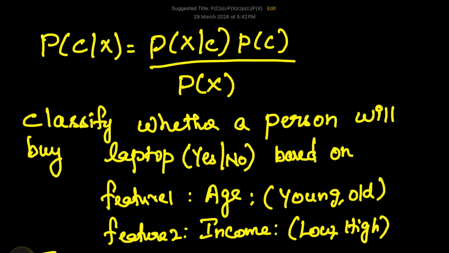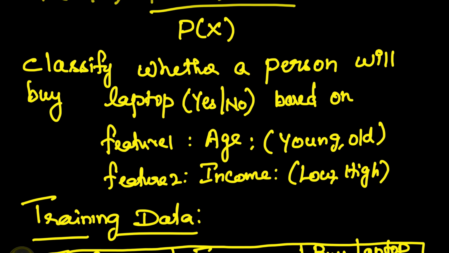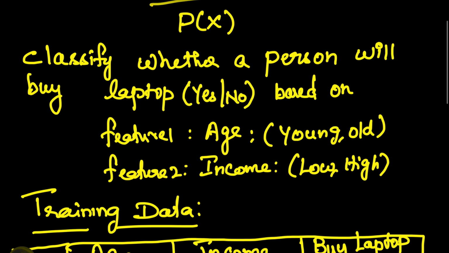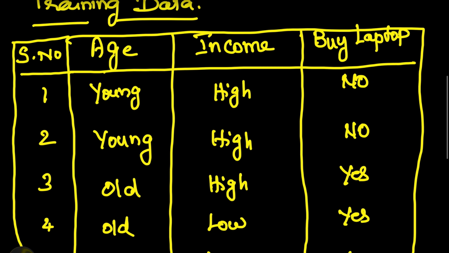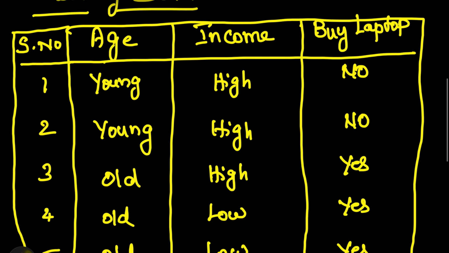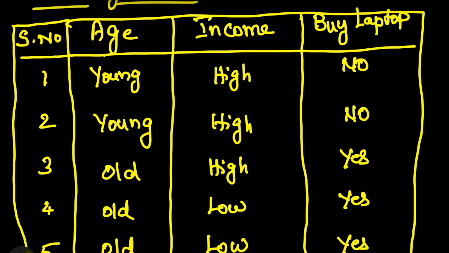Now, using this formula, we are going to find the probability for the given sample. We will take an example of training data in which we have 5 data samples with 2 different features, age and income. Based on age and income, they are classifying whether that particular person will buy a computer or not. According to the first sample, if age equals young and income equals high, buys laptop equals no. This is how we have 5 different samples in the given training data.